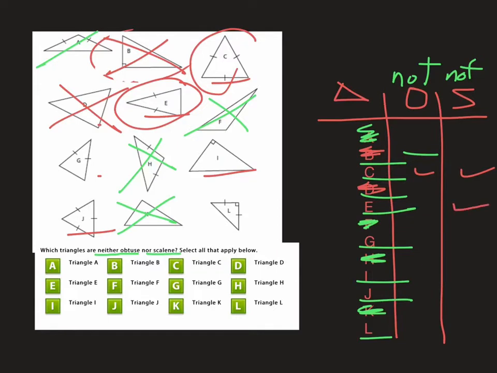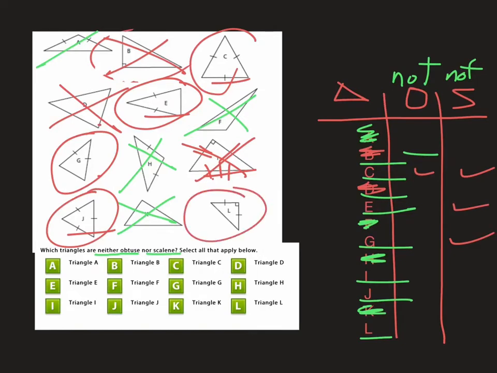E is not obtuse, and it's not scalene because it's isosceles, so I'm going to keep that one. So E is a check. G is not obtuse, and it's not scalene, so that is a keeper. I is not obtuse, but it is scalene because all these 3 sides are different, so I'm going to eliminate that one because it is scalene, and we're looking for not scalene. And J is not obtuse, and it's also not scalene because it's equilateral, and L is not obtuse, and it's also not scalene, so I'm going to keep that one.